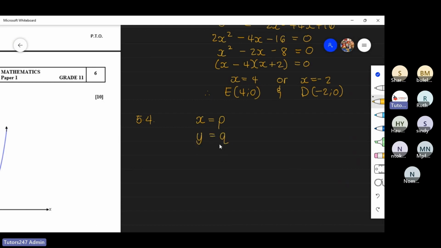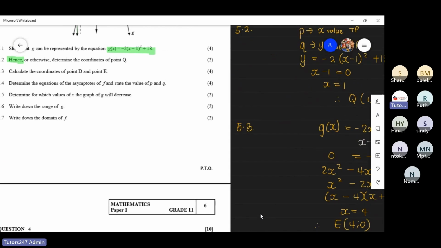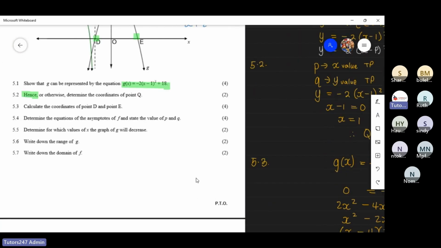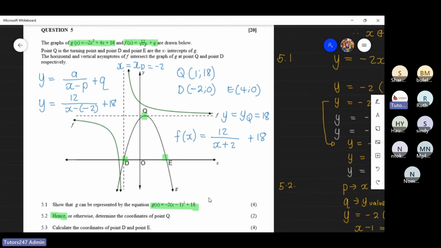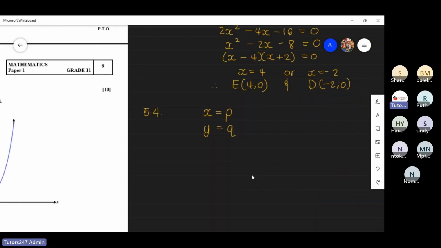All we now need to do is substitute the values of p and q into the equations, okay? So let us see, what is our value of p? We previously mentioned that p is -2 and q is 18. So all we are now going to do is substitute -2 and 18 into p and q respectively.